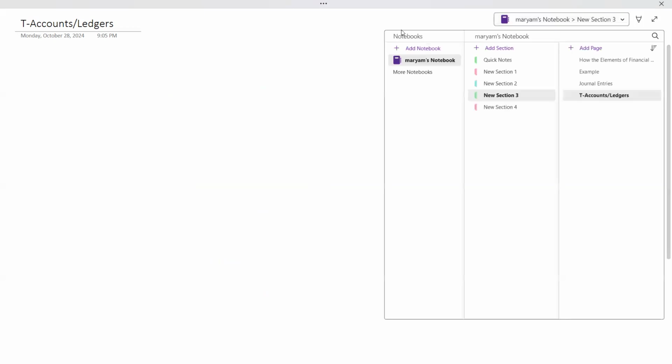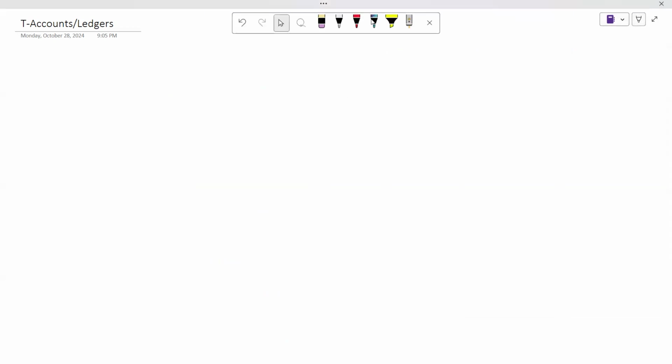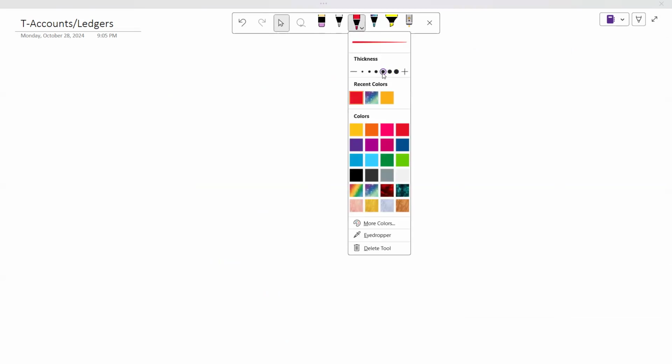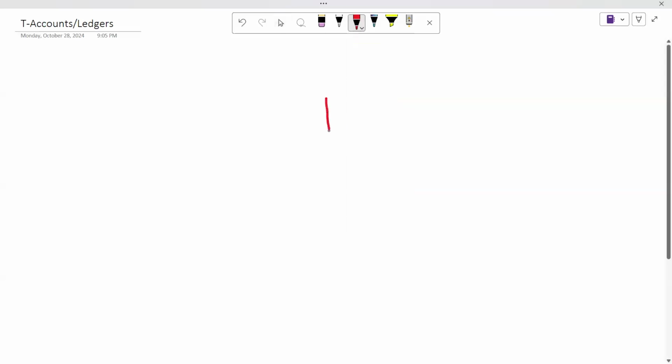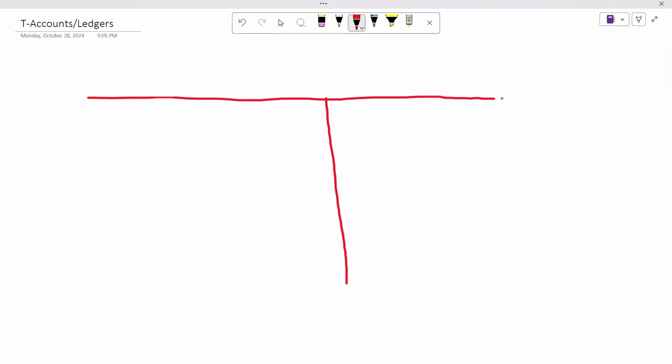Let me first tell you how the T account looks like, and what are the components of a correct T account. So let's take this dark red marker. All right, so let's create a T account. Let's create a big T. So I tell you about the components and what the T account means.